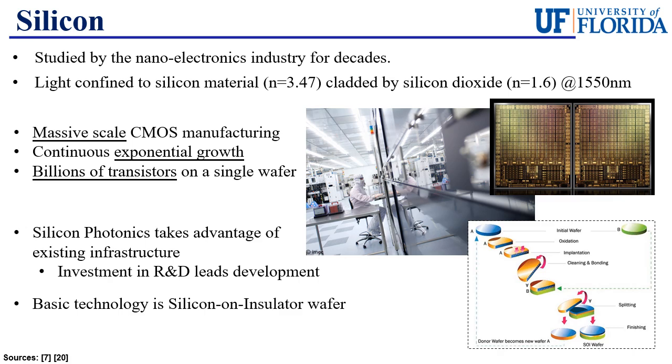Since silicon has the ideal properties for a photonic device, we can take advantage of the massive scale CMOS manufacturing infrastructure that already exists to easily fabricate a slightly different kind of device. The CMOS industry has a history of exponential growth and has achieved impressive feats of engineering, fabricating billions of transistors on a single wafer. This means that the tools to fabricate photonic devices already exist, and they've been repeatedly improved so they have incredible precision and accuracy.